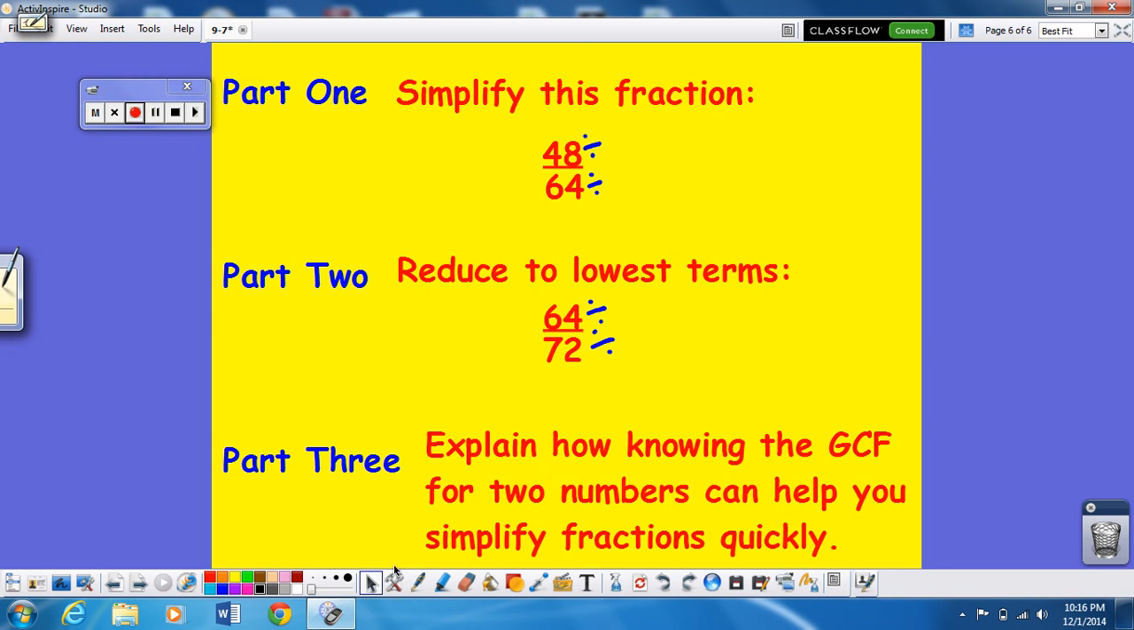Simplifying fractions is something I know that's not new to you, but it's something that's real important as you move on into fractions and understanding different parts of the whole.